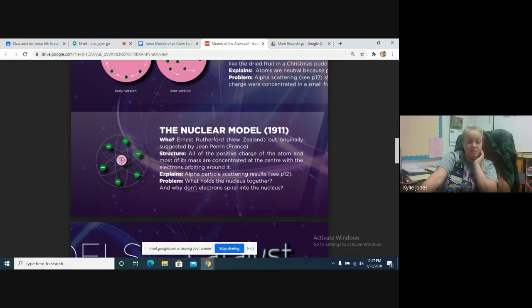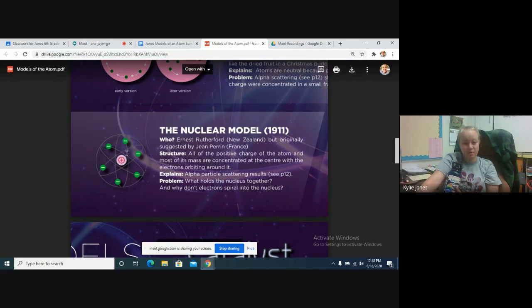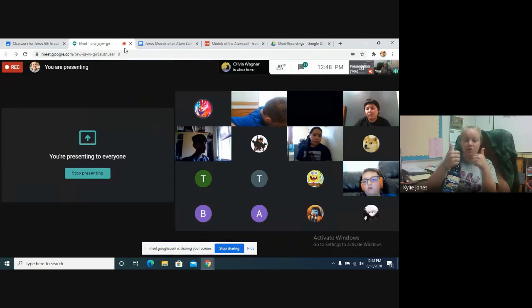So on this one, where the plus is where our nucleus is, which we know holds the protons and the neutrons, the green things, our electrons, orbit around the outside. Okay, still good? We got one more model to go.